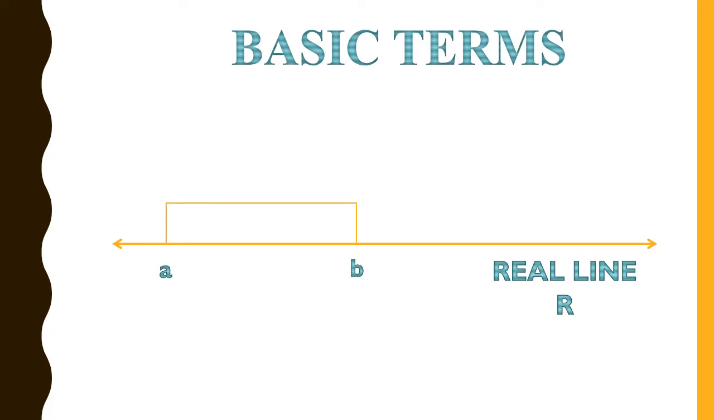So the distance or any values which are the part between these two values A and B, we call them interval. That is, all the values are the part of the interval A and B. So on this real line, all the values which are part of A and B and the distance between them is known as interval. Now there are four distinct types of intervals.